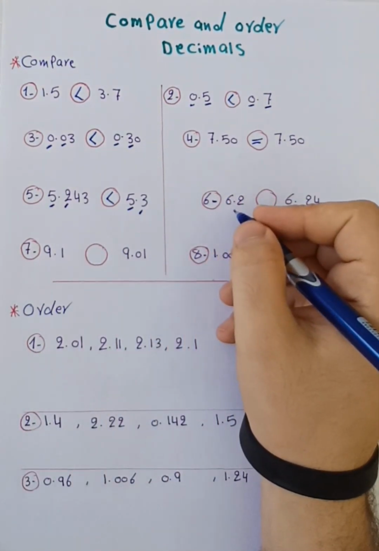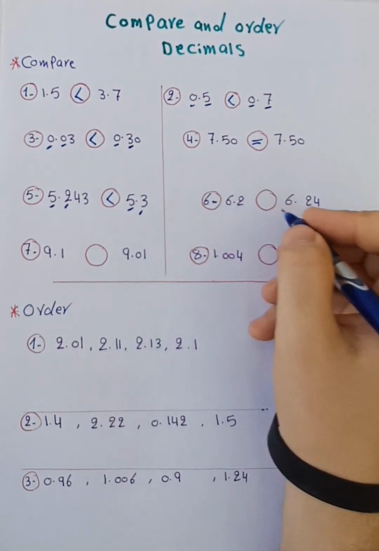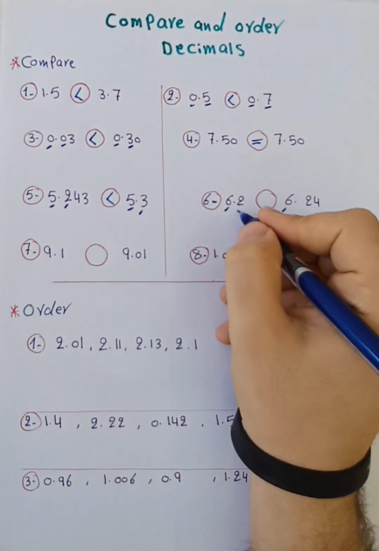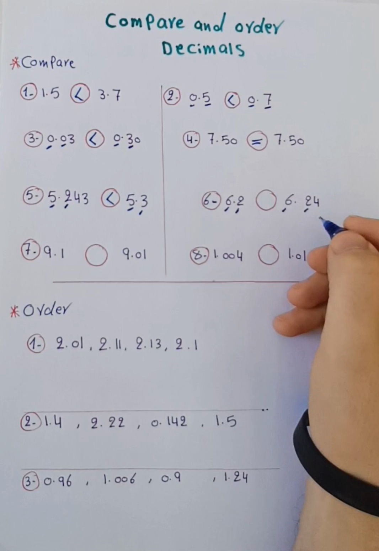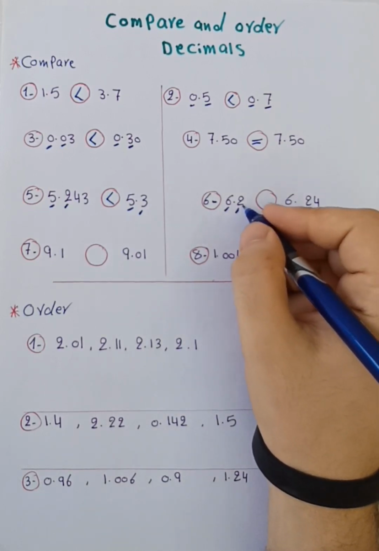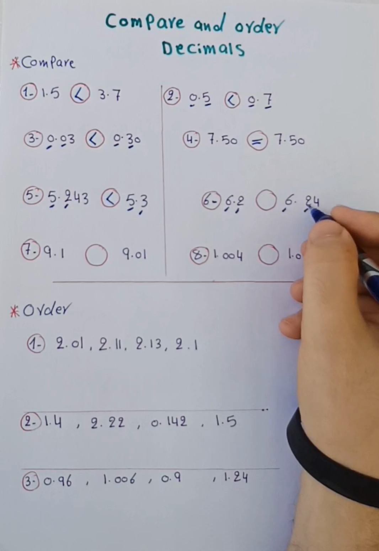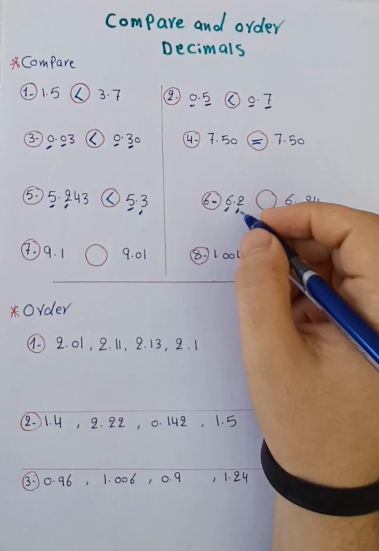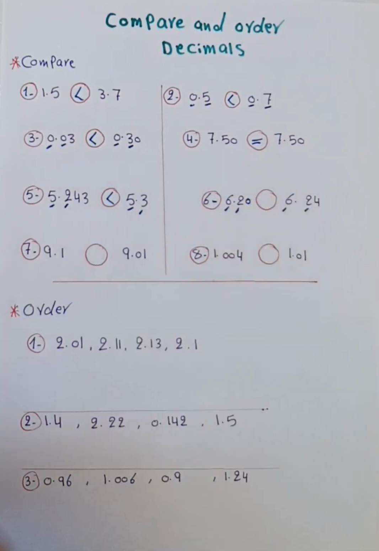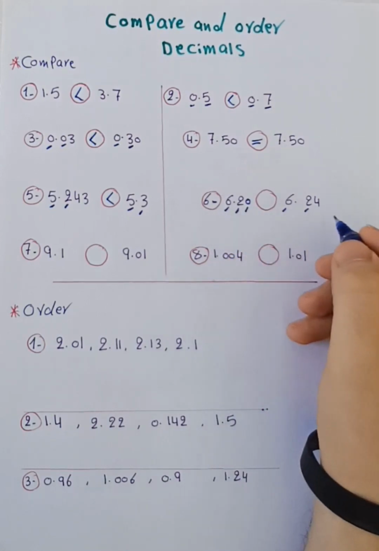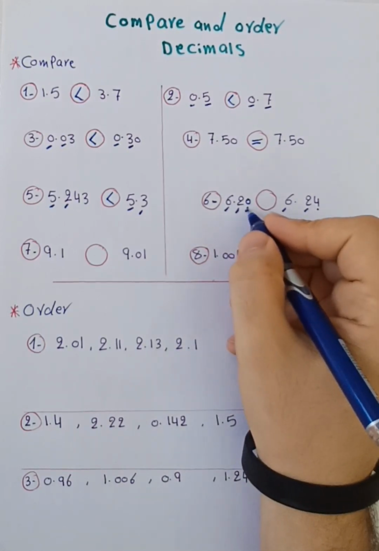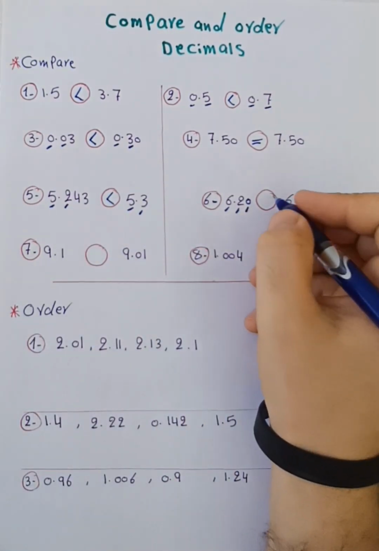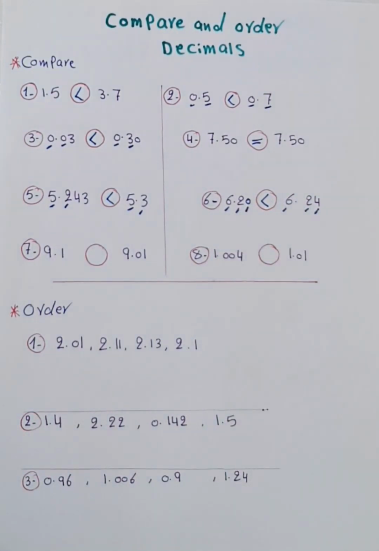Example number 6. We have 6.2 and 6.24. The ones digit is 6, the ones digit is 6. The tenths digit is 2, the tenths digit is 2. After the 2 we don't have any number in the first, but after this 2 we have 4. So when we write these two numbers as equivalent, we can write a 0. So the hundredths digit is 4 and the hundredths digit is 0. It means 6.24 is greater than 6.20.